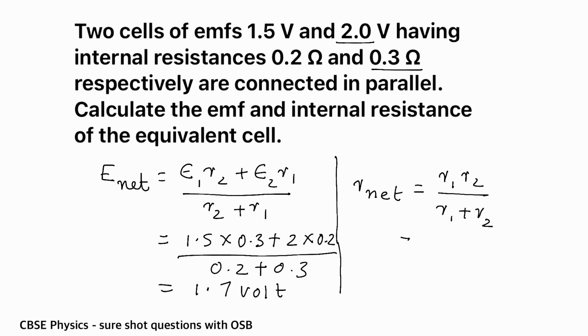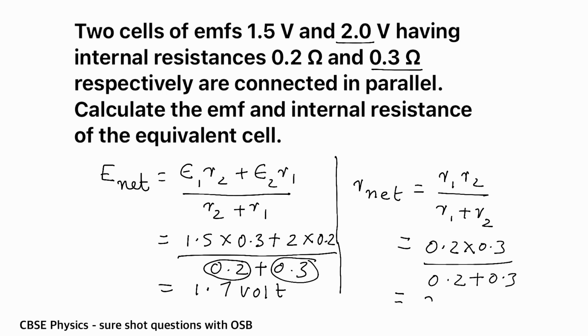Now R net. See, R1, R2. So R net is 0.2 into 0.3 by R1 plus R2, that is 0.2 plus 0.3. R1 is 0.2 and R2 is 0.3. On calculating, you will get 0.12 ohm. So we got the answer.